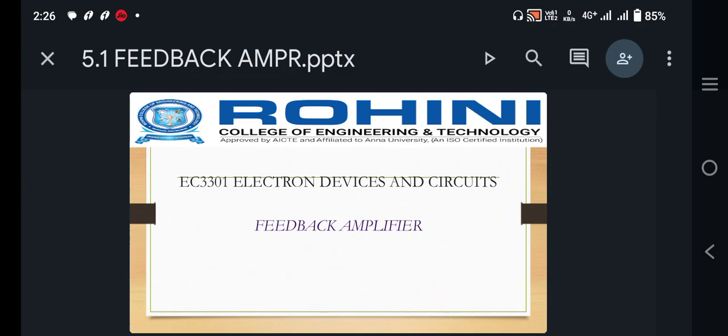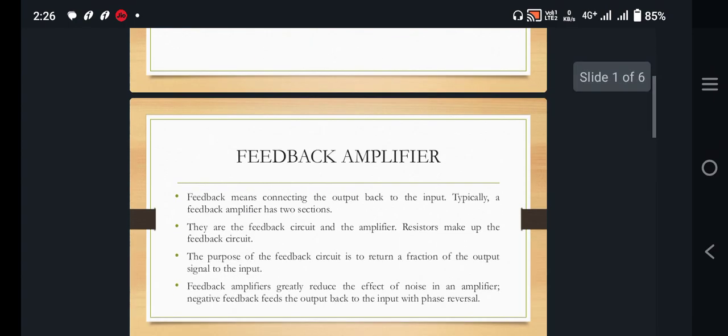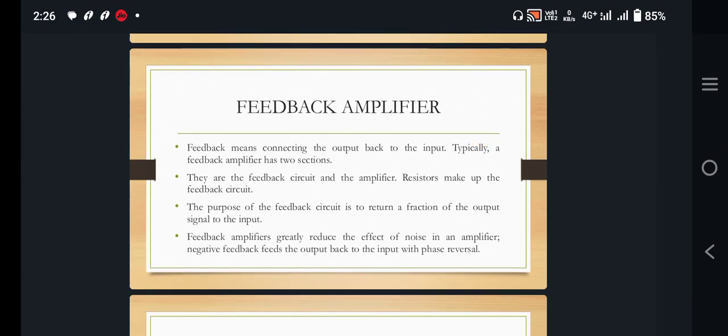The fifth unit of Electronic Devices and Circuits is feedback amplifiers. What is meant by a feedback amplifier? Feedback means connecting the output back to the input. Typically, a feedback amplifier has two sections: one is the feedback circuit and the other is the amplifier circuit.